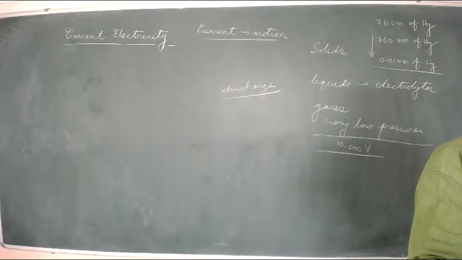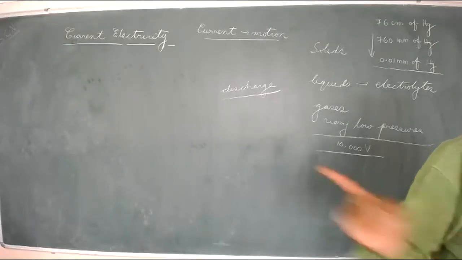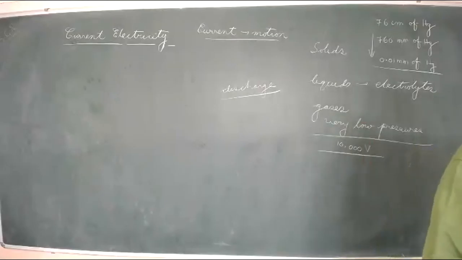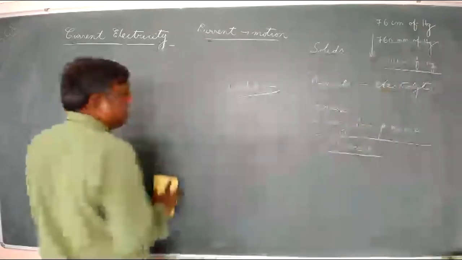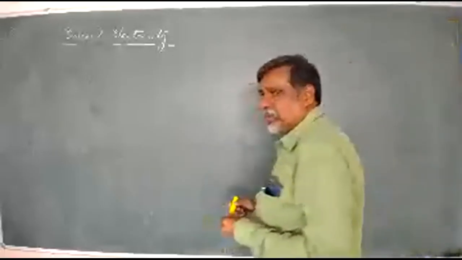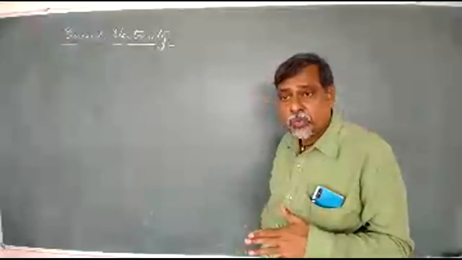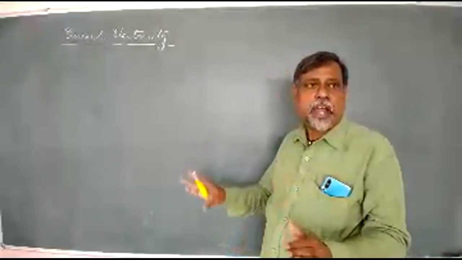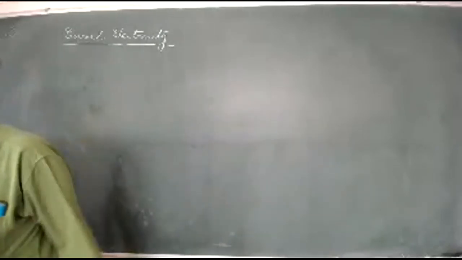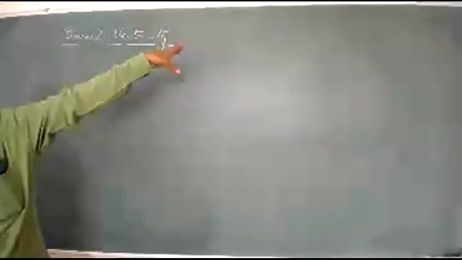In fact, the subatomic particles electron and proton, these two things were discovered by discharge only. Discharge means electrical conduction that takes place through a gas. This is something about electrical conduction and how it takes place. Now, in this chapter, we will not be discussing electrical conduction through a liquid or through a gas. We will be discussing electrical conduction that happens only through solids, that is, metals, conductors.